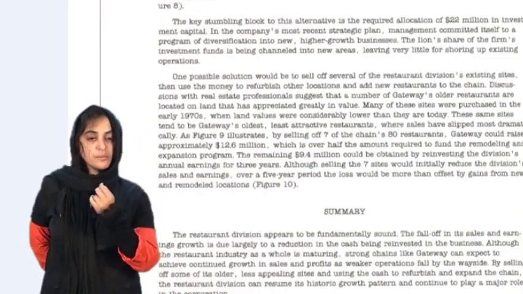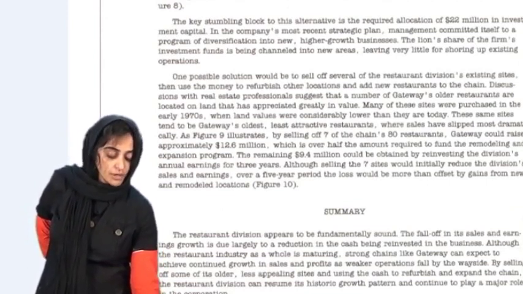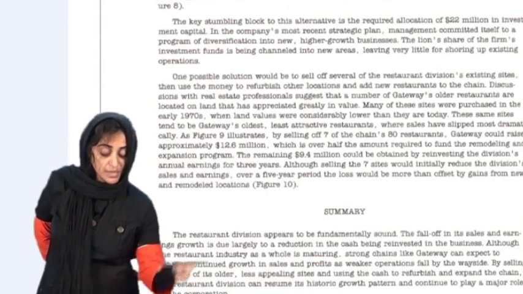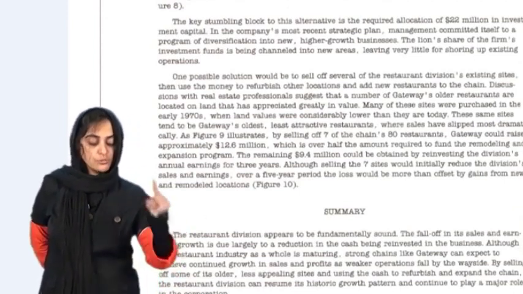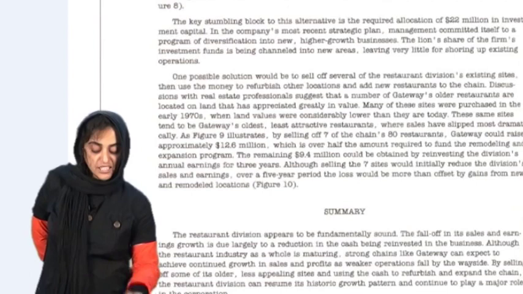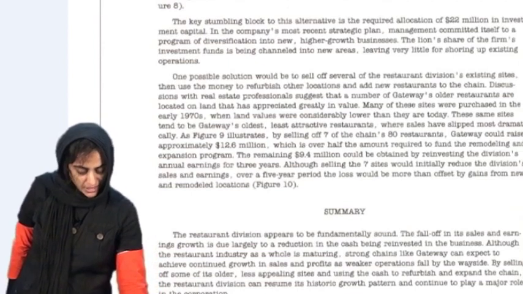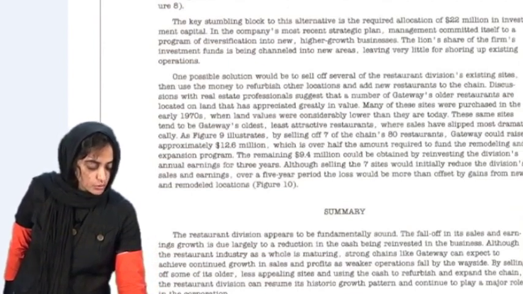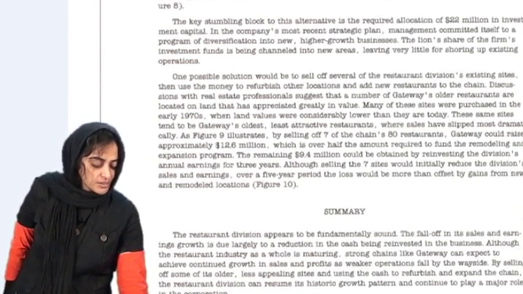Then he comes up with his final recommendation. As you can see on the screen, one possible solution would be to sell off several of the restaurant division's existing sites, then use the money to refurnish other locations and add new restaurants to the chain. Discussions with real estate professionals suggest that a number of Gateway's older restaurants are located on land that has appreciated greatly in value. Many of these sites were purchased in the early 1970s when land values were considerably lower than they are today.